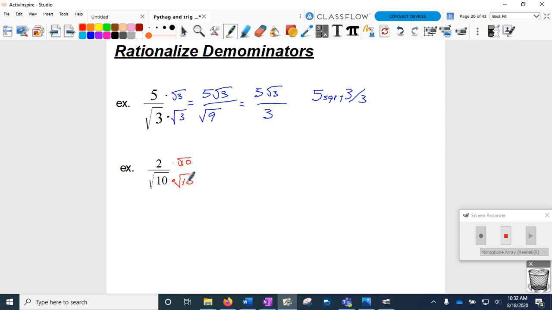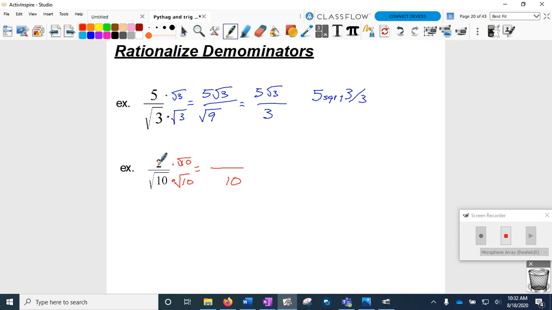Okay, and whatever I do to the bottom, I do to the top. Okay, so, again, I'm going to take a shortcut here. We know up here it's square root of 3 times square root of 3 is square root of 9. Square root of 10 times square root of 10 would be square root of 100, but the square root of 100 is just 10. Again, because it's going to have a buddy, it's going to be able to come out from the radical.